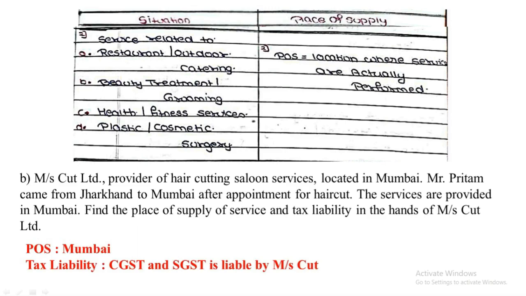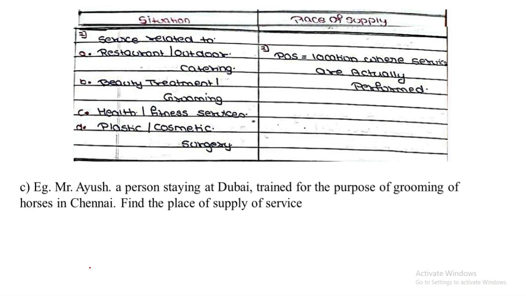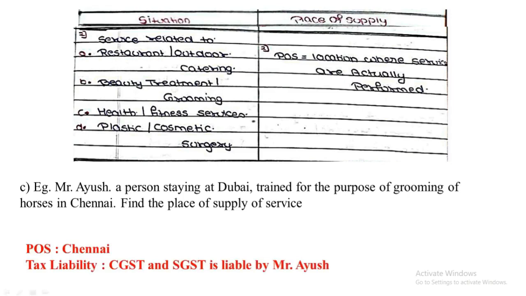Next, another example under the same situation. Mr. Ayush, a person staying in Dubai, trained for the purpose of grooming of horses in Chennai. Find the place of supply. Now again, he is from Dubai, but he is using the service of grooming in Chennai. So wherever these activities are taking place, that will be the place of supply. So in our case, Chennai is your place of supply. CGST, SGST will be available to Mr. Ayush.